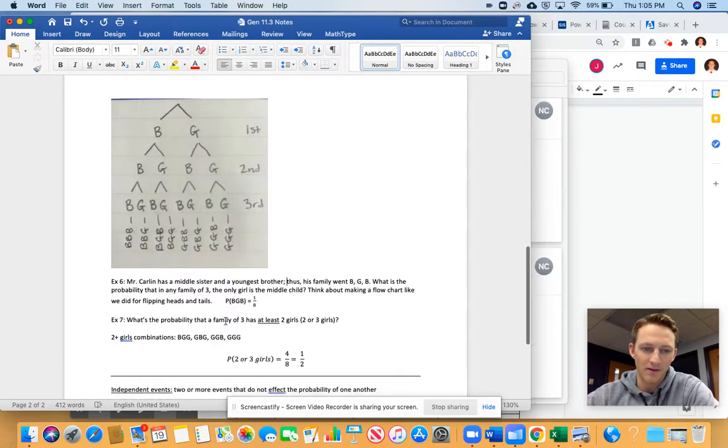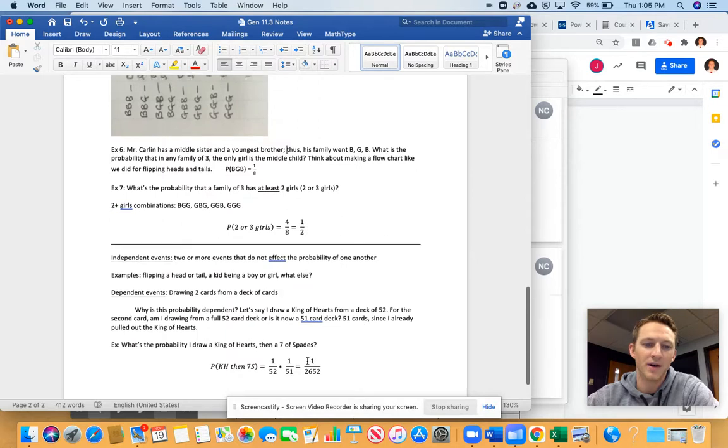What's the probability that a family has at least two girls? That means 2 or 3 girls are in the family. Well, there's 4 different combinations. So 4/8, here's the 8 possible, simplifies to 1/2.